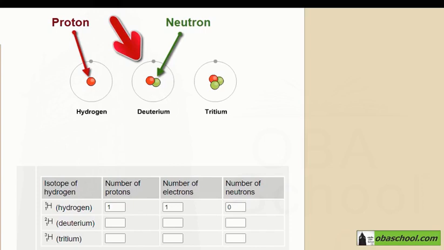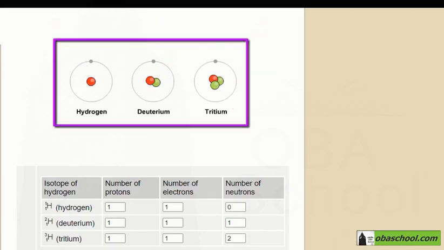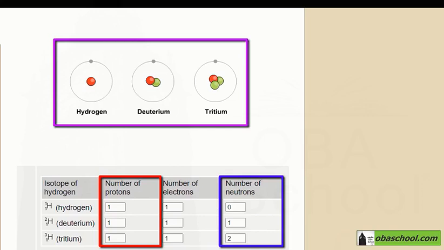If we examine the second atom, we will find that it has 1 proton and 1 electron, so the atomic number will be equal to 1. However, it has 1 neutron inside its nucleus, and the last one has 1 proton and 1 electron as well, but here we have 2 neutrons. So these are the 3 isotopes of hydrogen, since they have the same atomic number Z, which is 1, but different neutrons inside the nucleus, and thus they will have a different mass number.